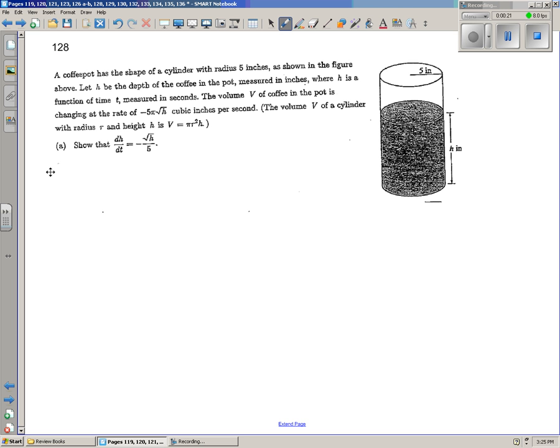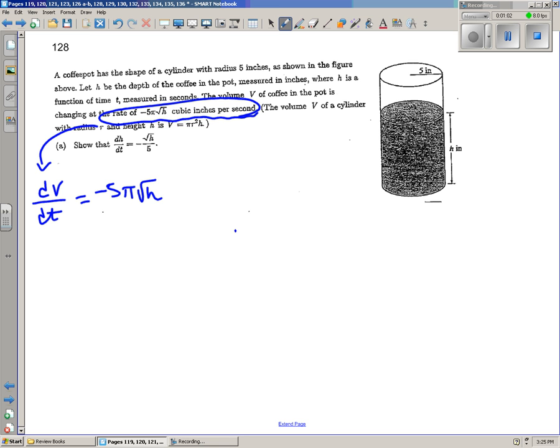A coffee pot has the shape of a cylinder with radius 5 inches as shown in the figure above. Let H be the depth of the coffee in the pot measured in inches, where H is a function of time T measured in seconds. The volume V in the coffee pot is changing at a rate of negative 5 pi square root of H cubic inches per second. This is a rate of change. So what we want to do is realize this is dV over dt, and that equals negative 5 pi square root of H. And they're saying the volume of the cylinder is V equals pi r squared H. This is a related rates problem. They want us to show that dH over dt is negative radical H over 5.